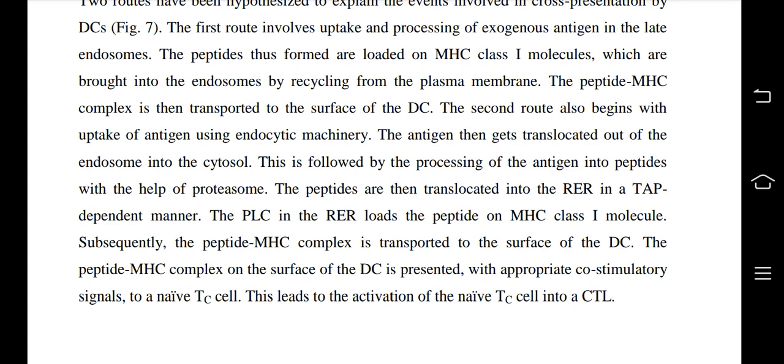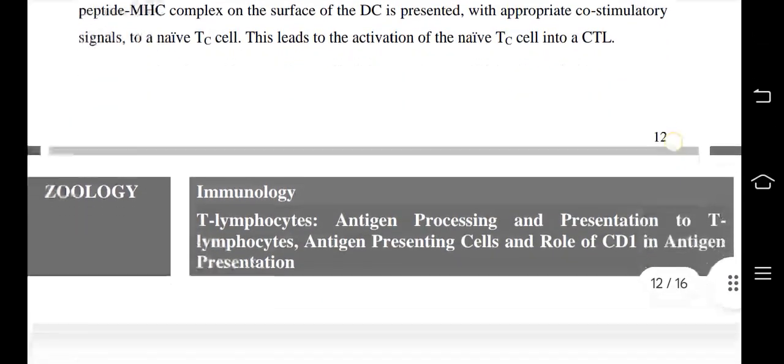The peptide MHC complex on the surface of the DC is presented with appropriate co-stimulatory signals to a naive TC cell. This leads to the activation of the naive TC cell into a CTL.